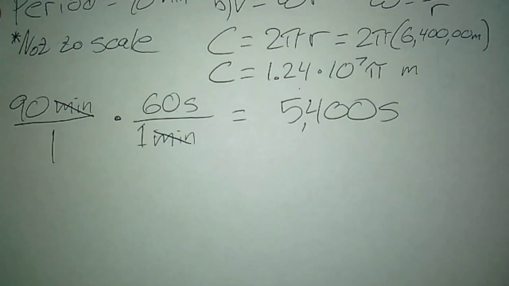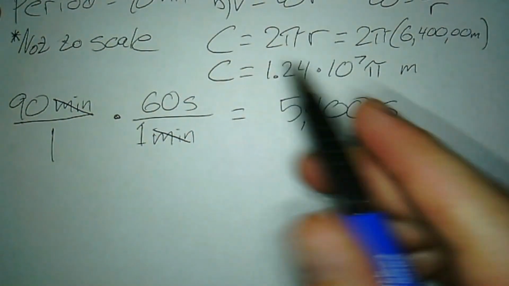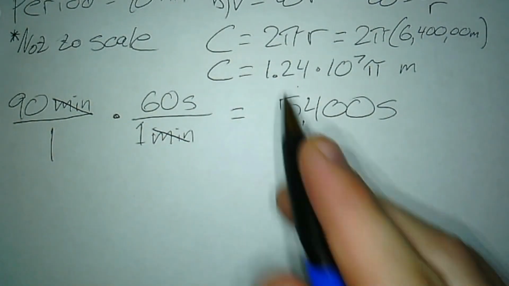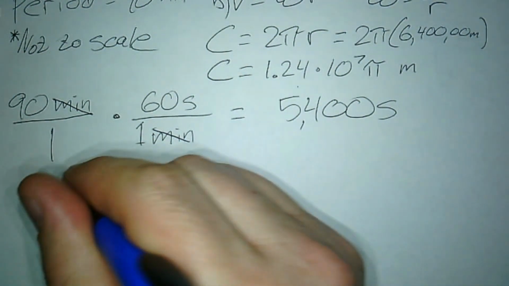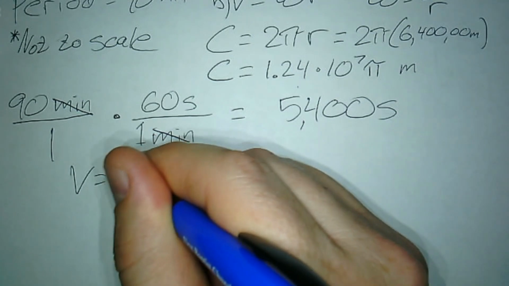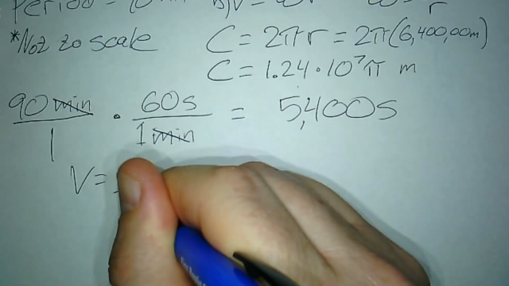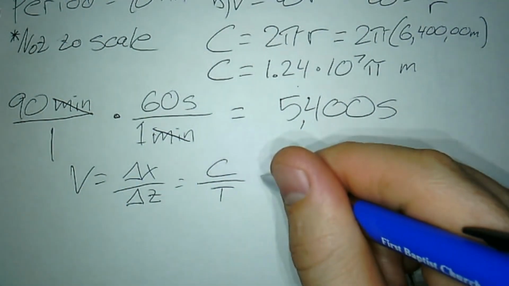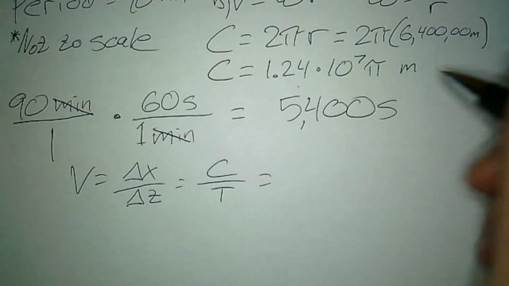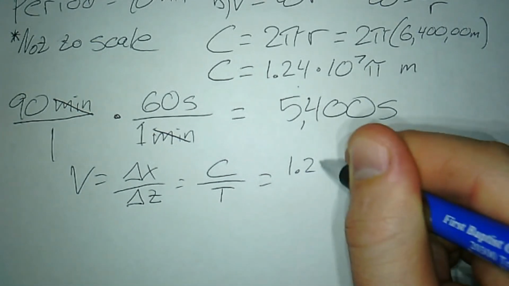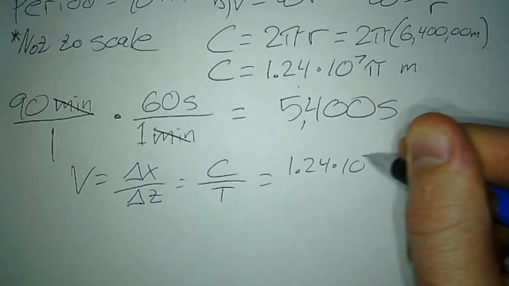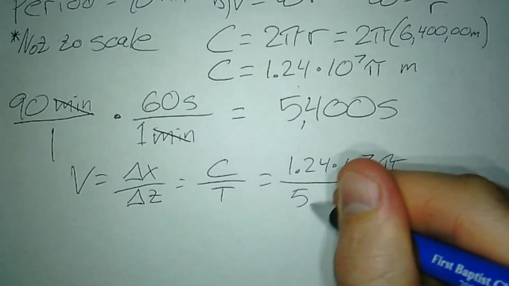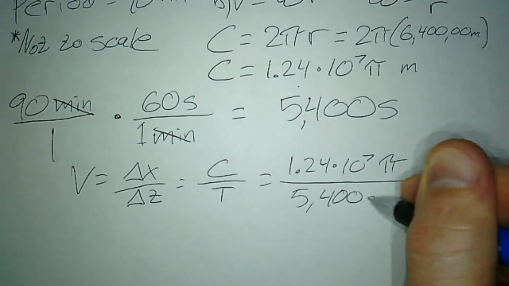So my speed then is going to be circumference over time. So it's going to be distance, delta x, over delta t, or circumference over the period in this case. So that is going to be 1.24 times 10 to the 7th pi over 5,400 seconds.